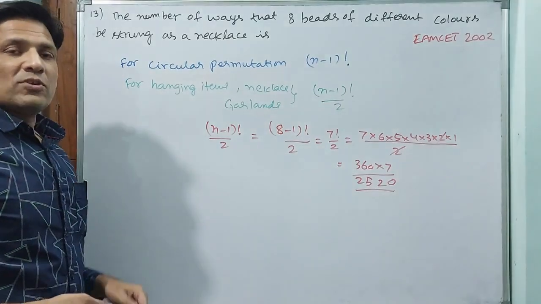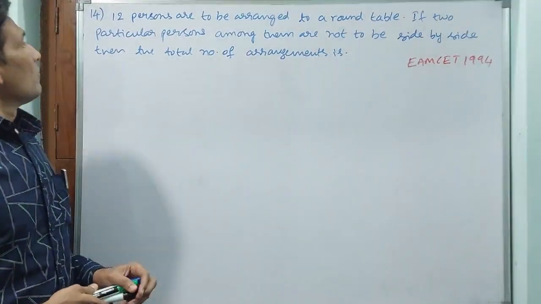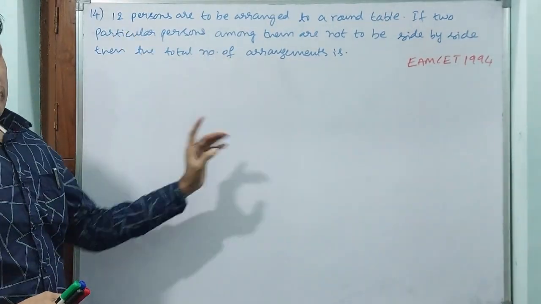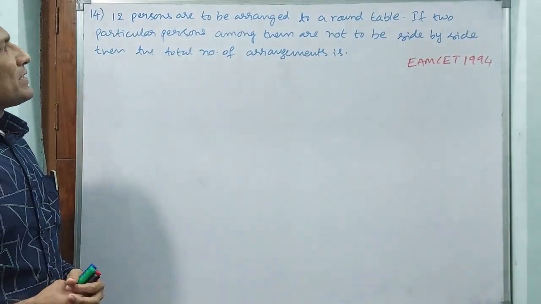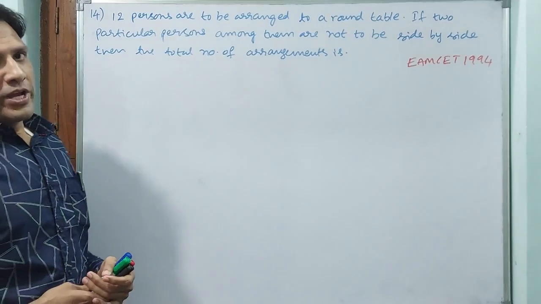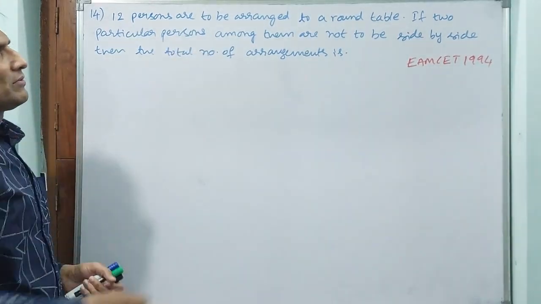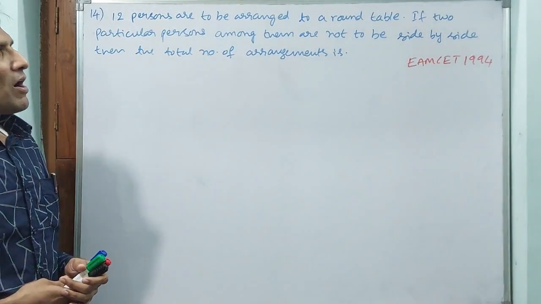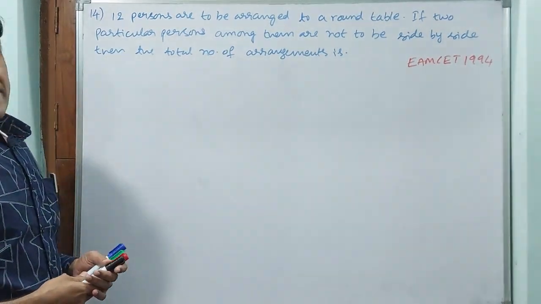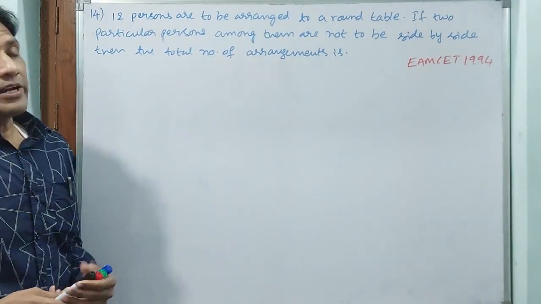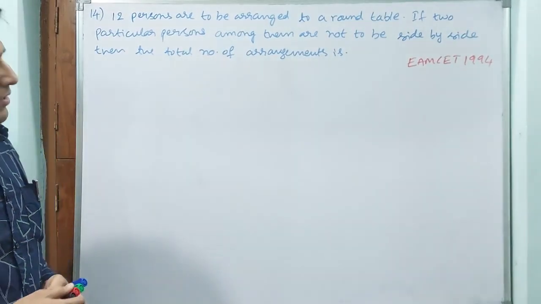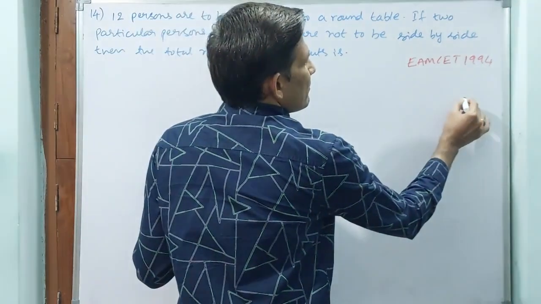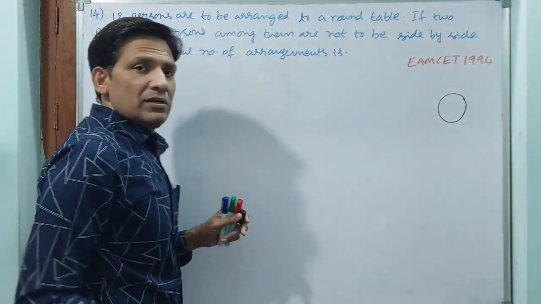Let us go for the next question, question number 14. Circular permutation only. 12 persons are to be arranged at a round table. Round table means circular permutation. If two particular persons among them are not to be side by side, then the total number of arrangements is? I am drawing a rough figure, not a big figure. This is a table.